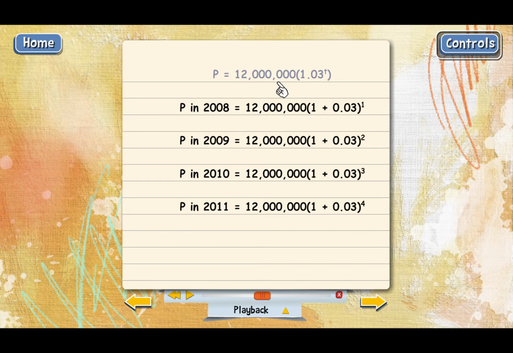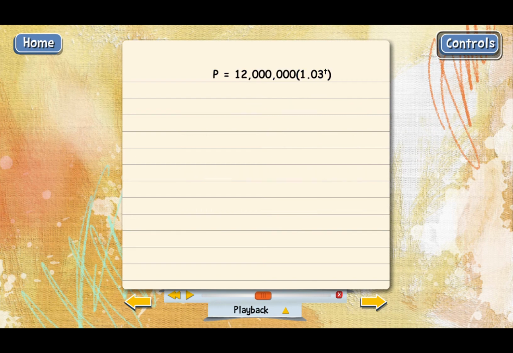And all we did here was just add the 1 and the 0.03 to get 1.03. That's where this comes from. That's why the base is 1 plus the growth rate. If you play around with this function, you'll see that it works exactly like it's supposed to.